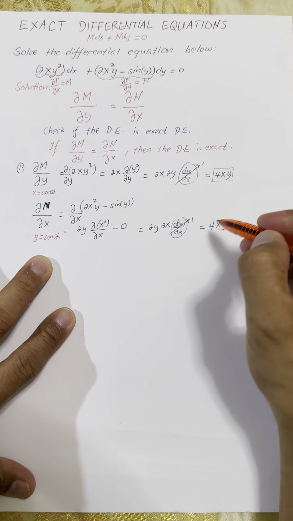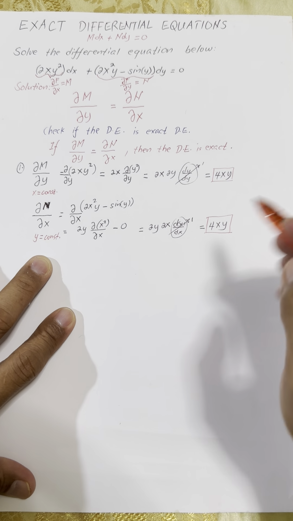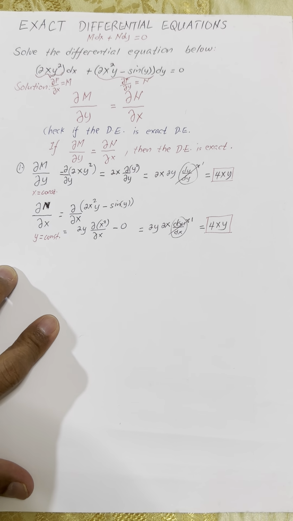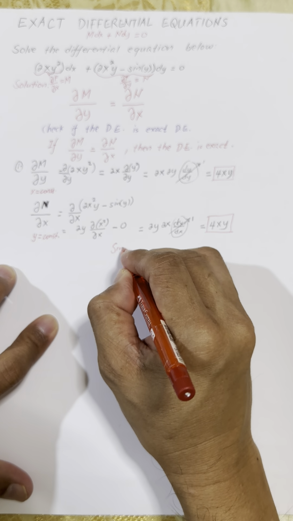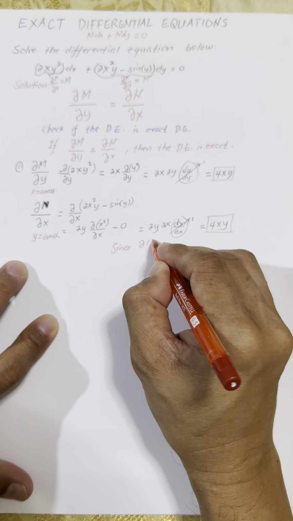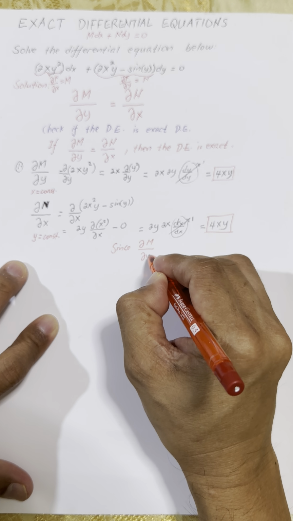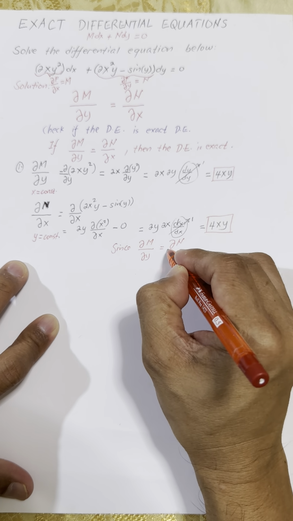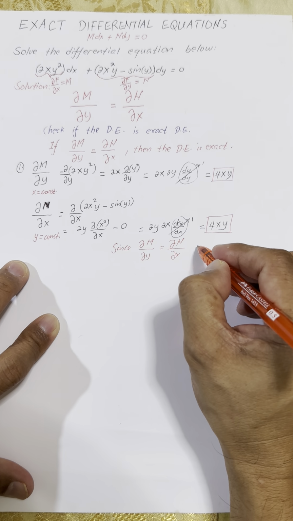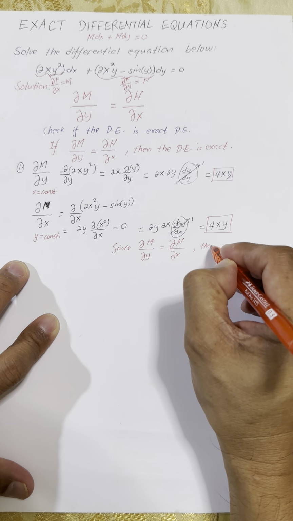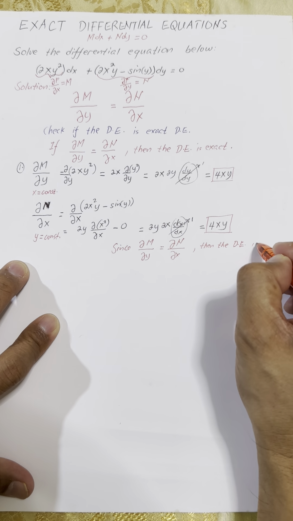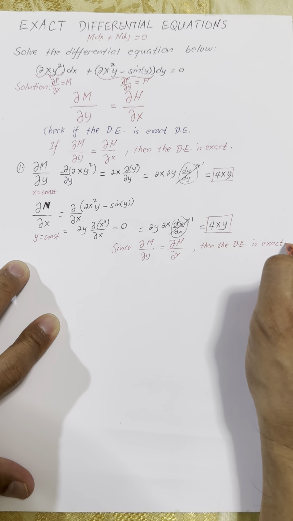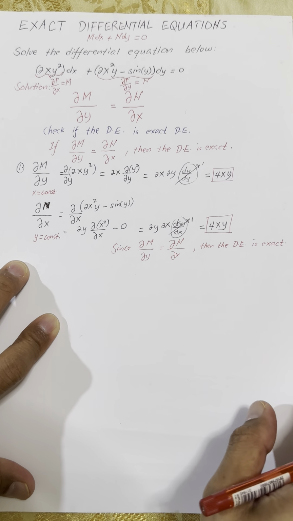So you see, we have two partial derivatives here that are equal. So therefore, we'll say that since the partial derivative of m with respect to y is equal to the partial derivative of n with respect to x, then the DE is exact. Okay, so our DE is exact.